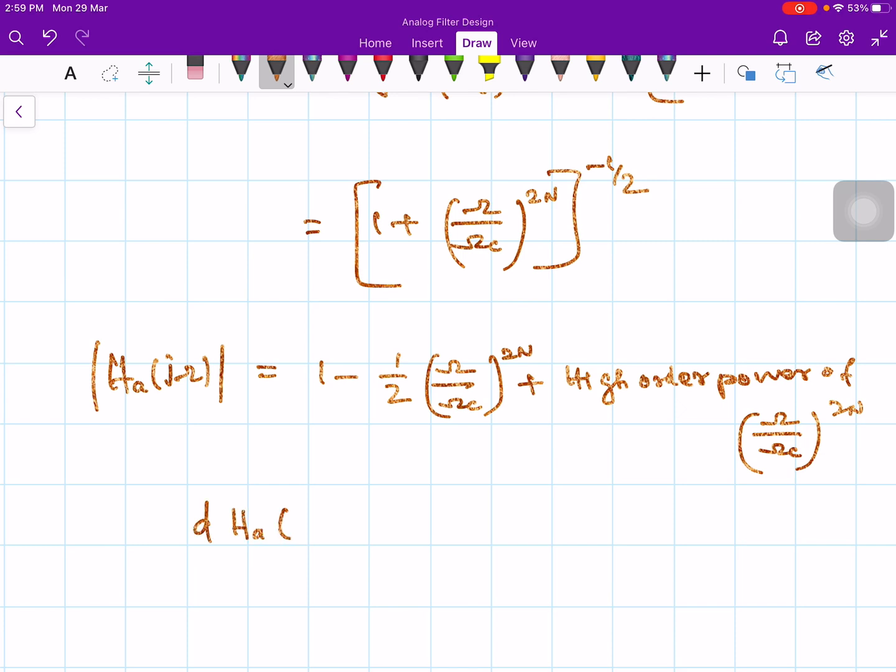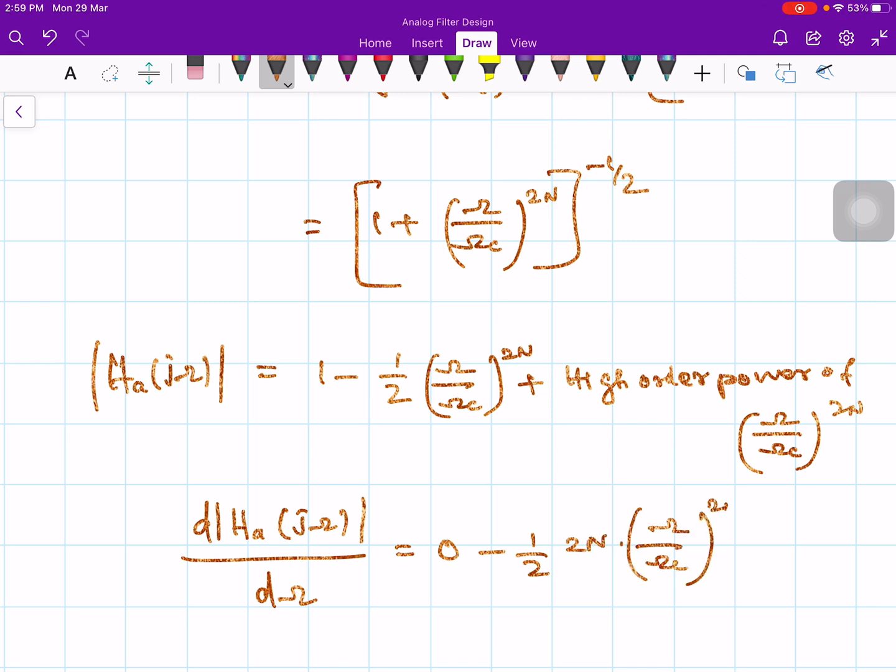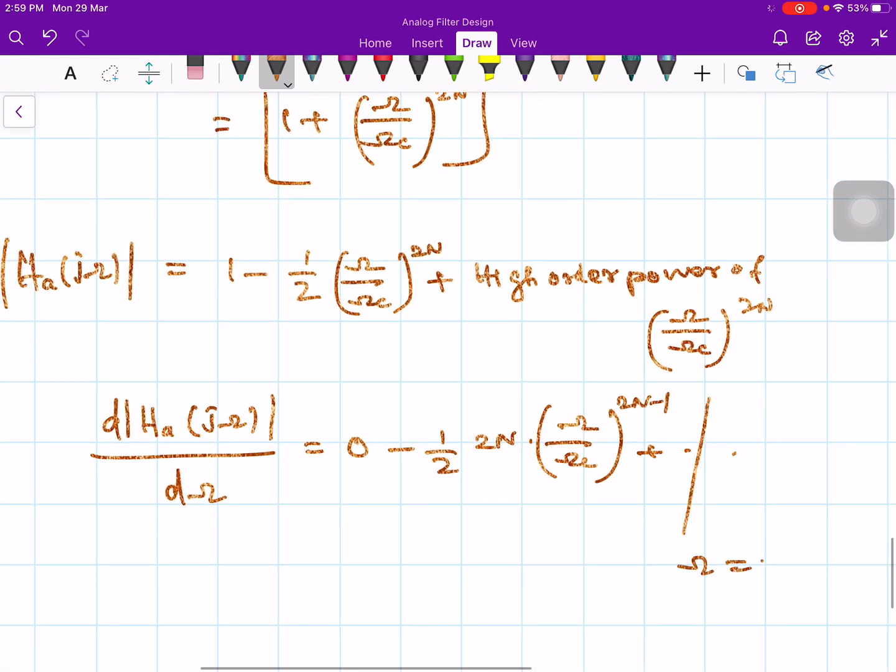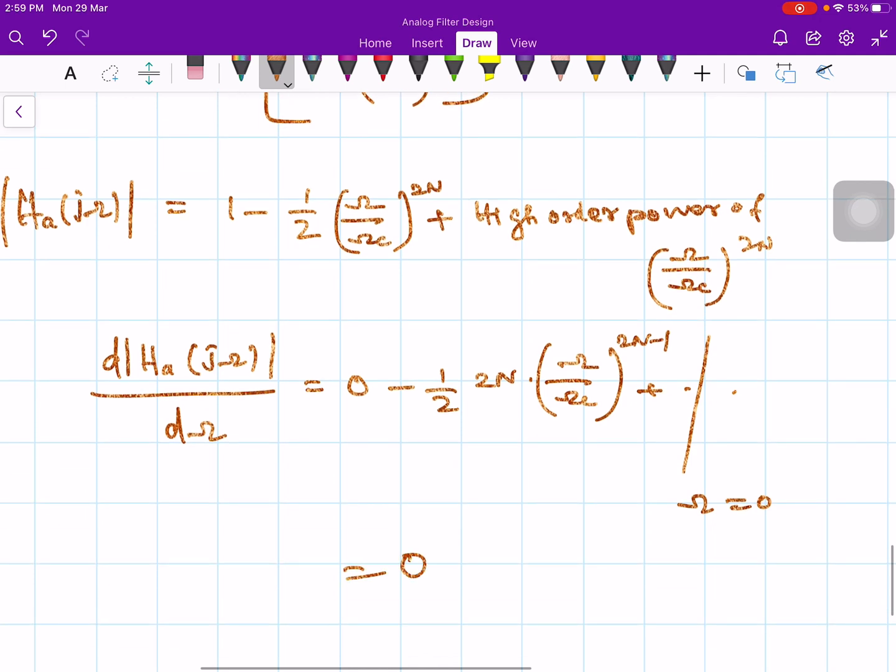Differentiate d|HA(j omega)| with respect to d omega. Then the 1 becomes 0, and then you get minus 1 by 2 times 2n times omega by omega c to the power 2n minus 1, plus some higher order terms. If you substitute omega equal to 0, this will become 0. The differentiation of 1 is 0, so obviously this will be 0.